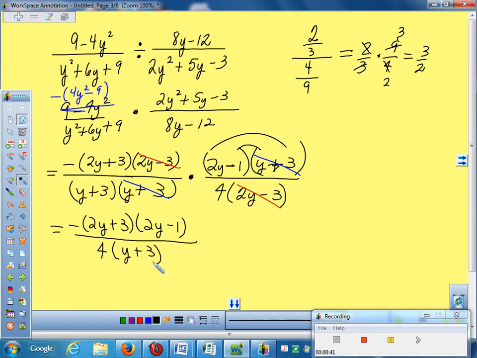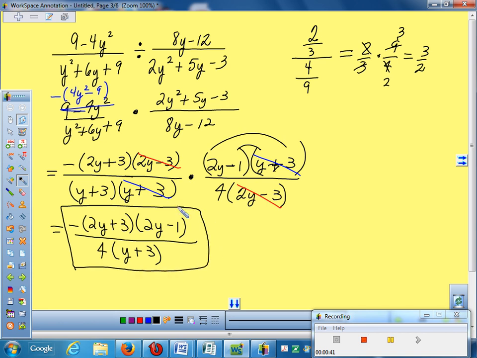Now, you should always eyeball it one more time and go, okay, is there anything that would have canceled that I missed? Nope. So you're left with all of it. But you don't have to multiply it back together. You may leave it just like that. I'm glad we don't have to multiply back together. I am also.